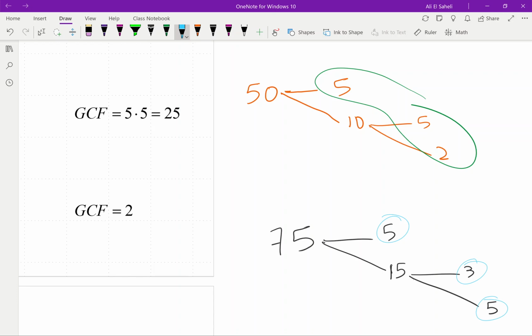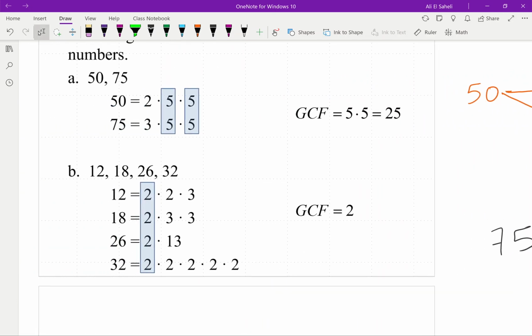So it's 3 times 5 times 5. This is the factoring of 75. Now, in the first instance, these are the common ones. The 5 in the first instance is 5 to the power 2. In the second instance, it's 5 to the power 2. So this is the smallest one that is common.